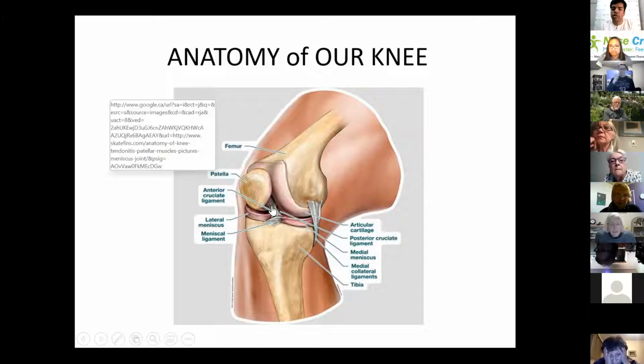All these ligaments provide stability to the joint, especially when we are moving, standing up, putting weight on it, and moving the leg in different directions. These are the main structures that can undergo lots of wear and tear as well.